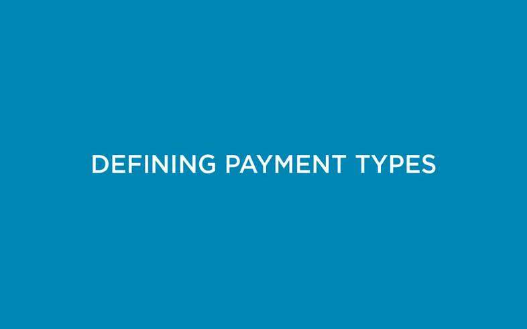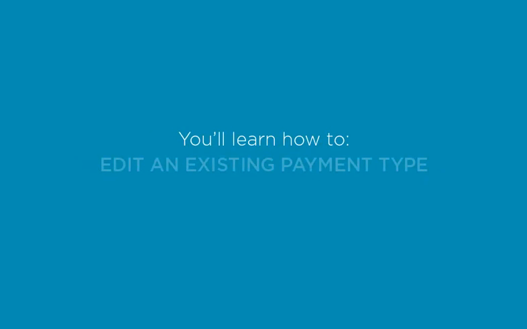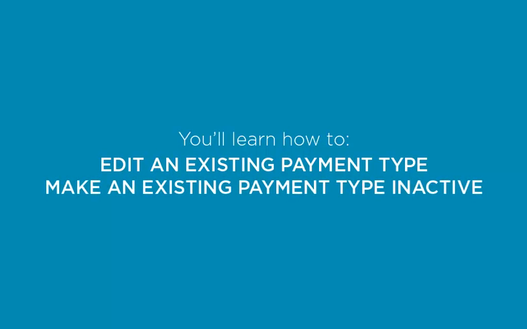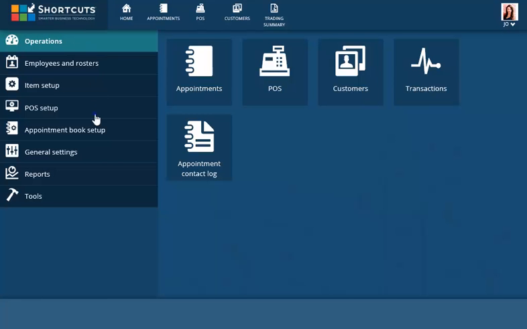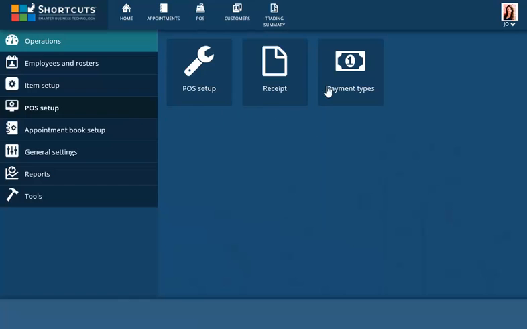Defining payment types. Make the client checkout process quicker by setting up the payment types that your business accepts. In this lesson, you'll learn how to edit an existing payment type, make an existing payment type inactive, and activate an inactive payment type. From POS Setup, select Payment Types.